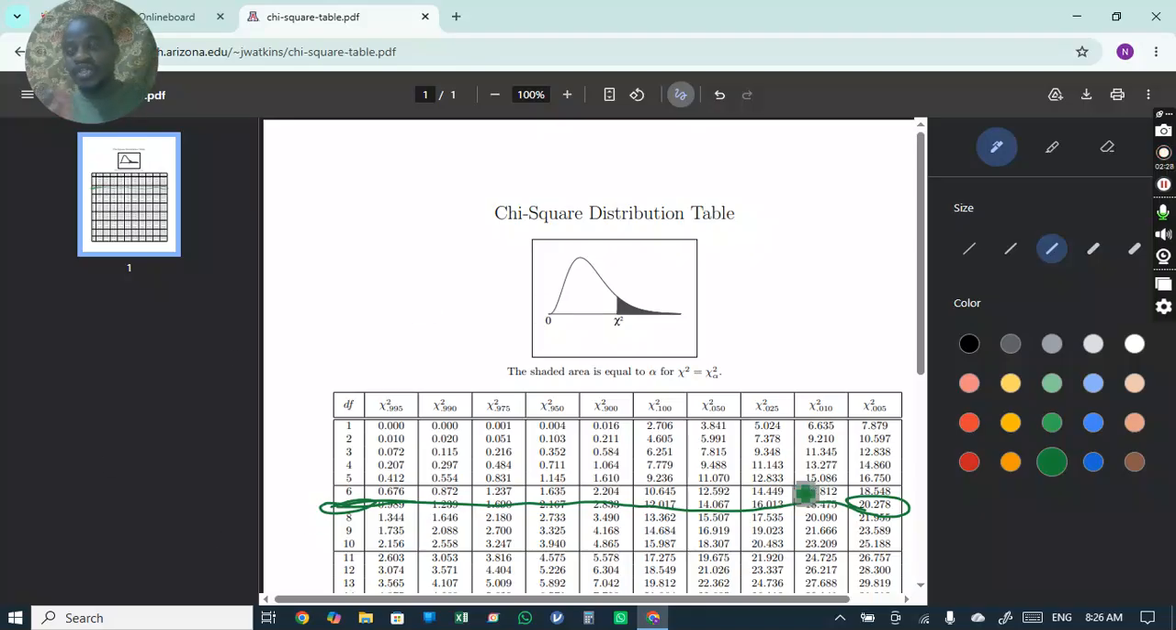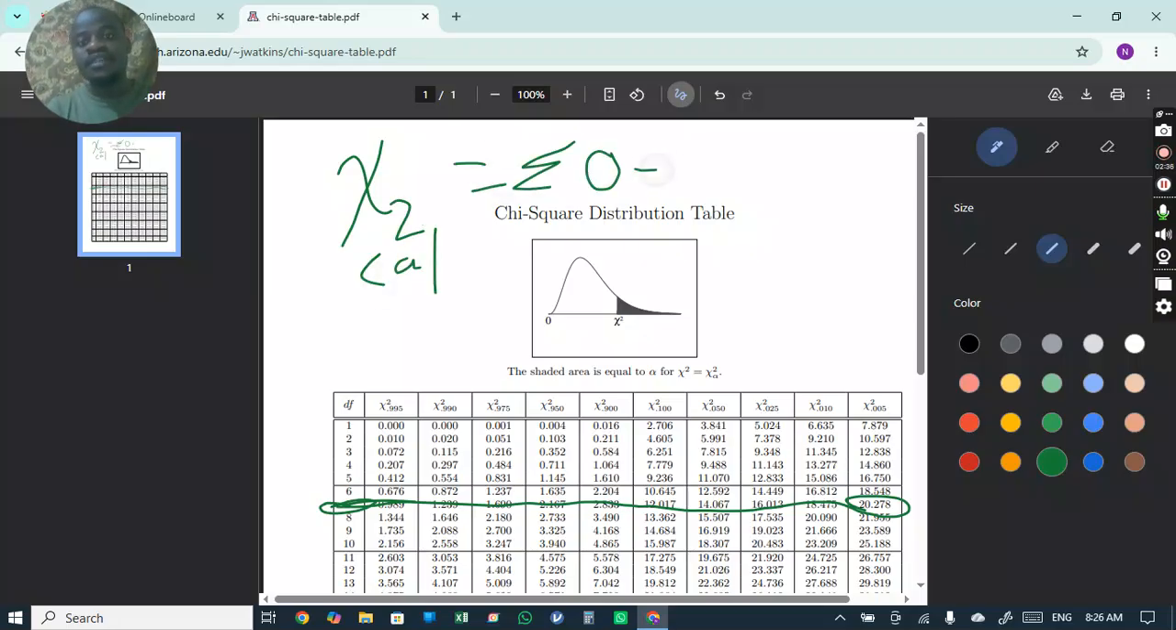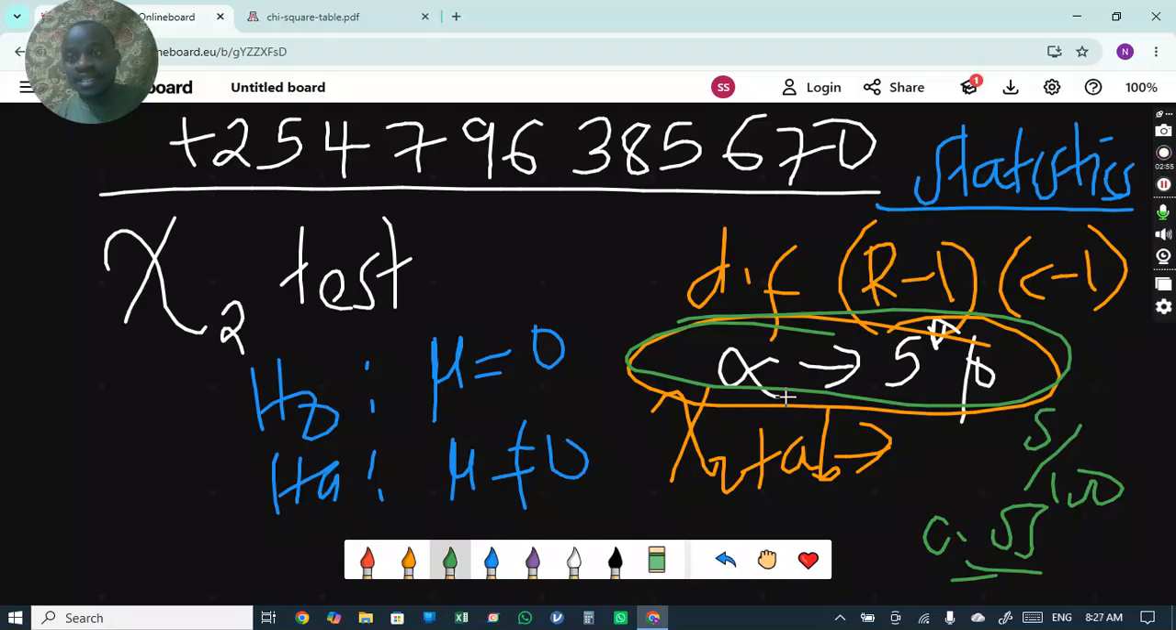From there you will use the formula of chi-square calculated, which is given as summation of all observed variables minus expected variables squared, all over expected variables. So if you get your chi-square calculated being higher than the chi-square tabulated, you use your statistical skill to make your own conclusion. Again, if chi-square tabulated is higher than the chi-square calculated, you also make your own conclusion.